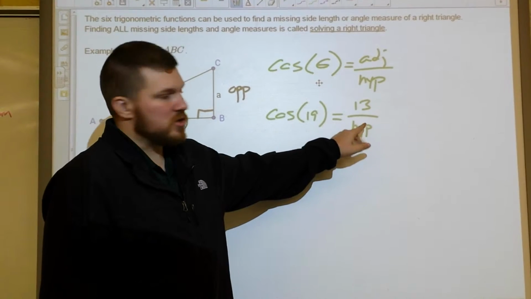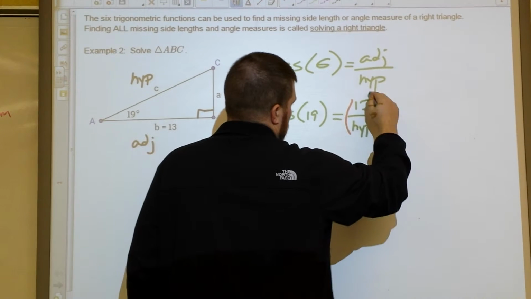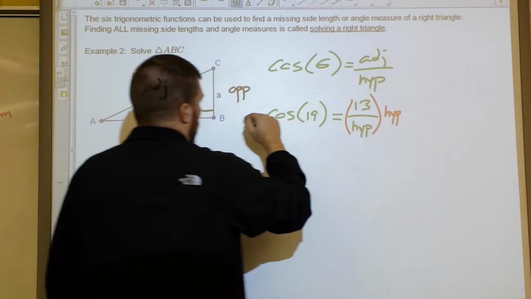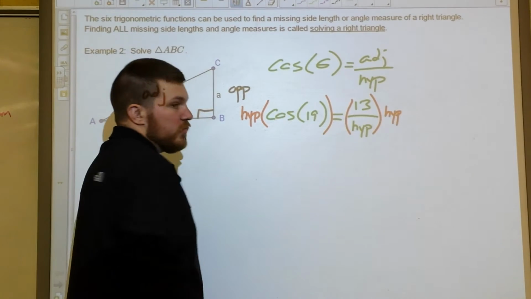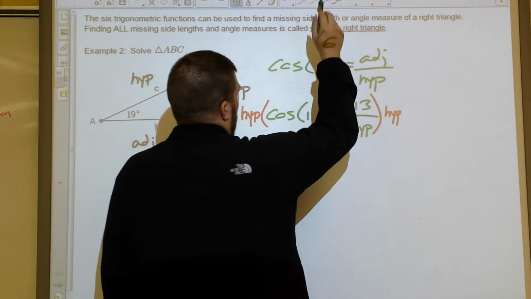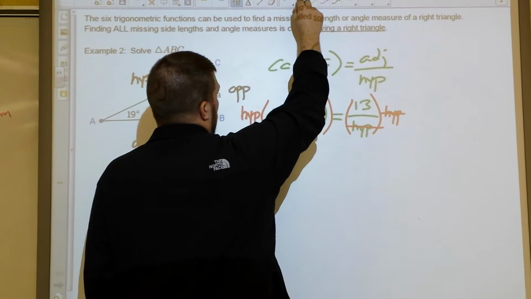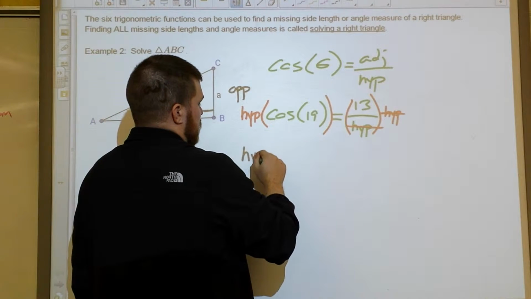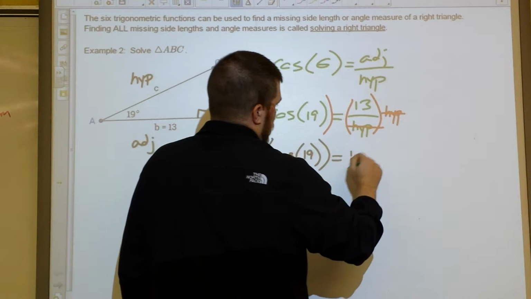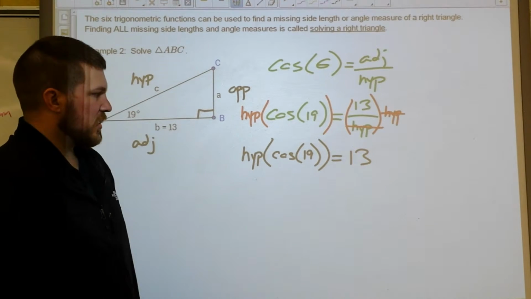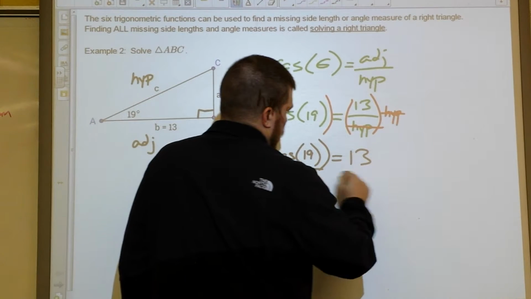Alright, well I want to get hypotenuse by itself, so I want to kill this fraction, so I want to multiply by whatever's on the bottom. That's, in this case, the hypotenuse. So I'm going to multiply by hypotenuse on each side. Just think of the hypotenuse as your variable that you're solving for. Now hypotenuse and hypotenuse cancel each other out, so I'm left with the hypotenuse times the cosine of 19 is equal to 13. But I still want to get hypotenuse by itself, so I'm going to divide by the cosine of 19 on both sides.